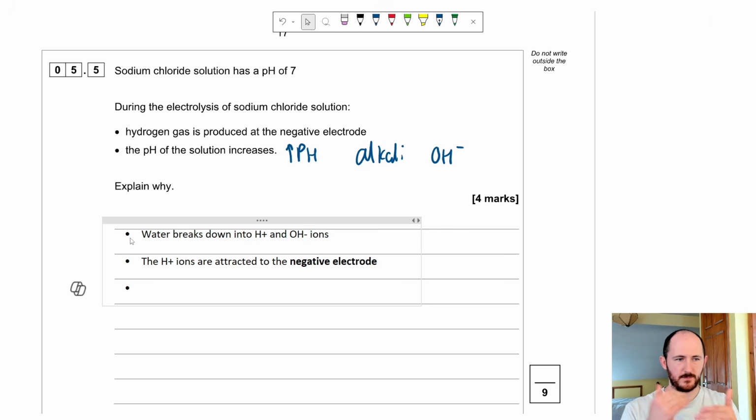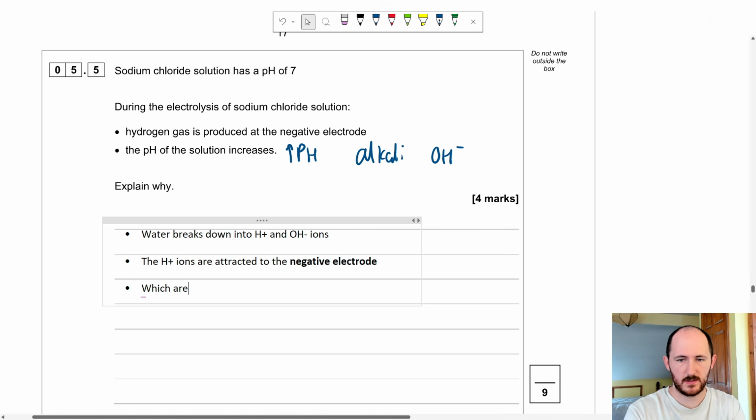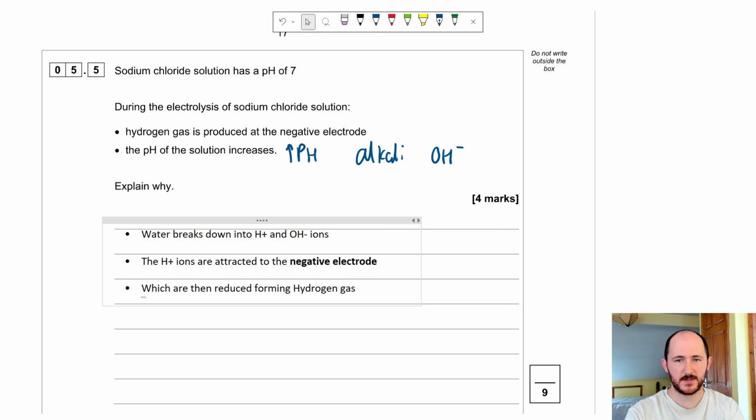Where they'll then be reduced, forming hydrogen gas. So that explains the hydrogen gas. So why is the pH of the solution increasing?